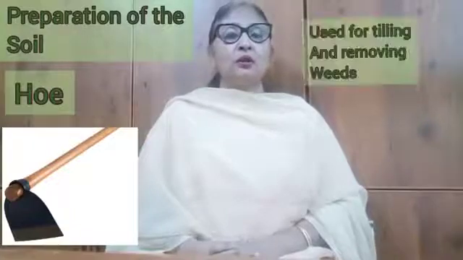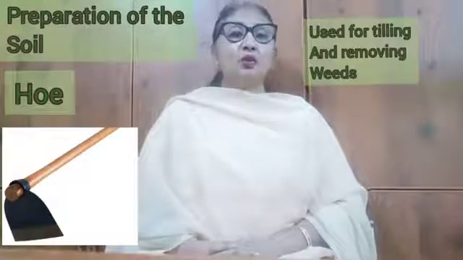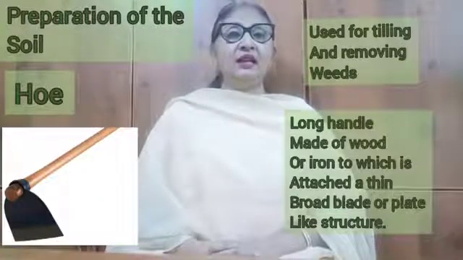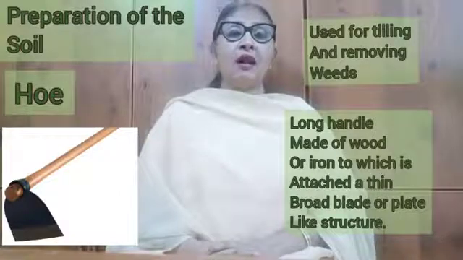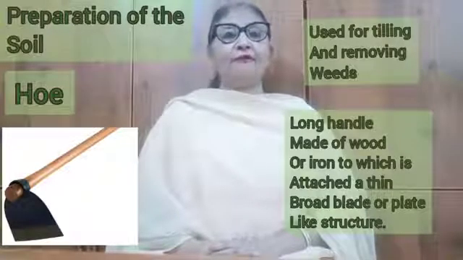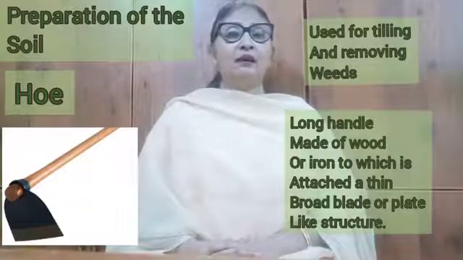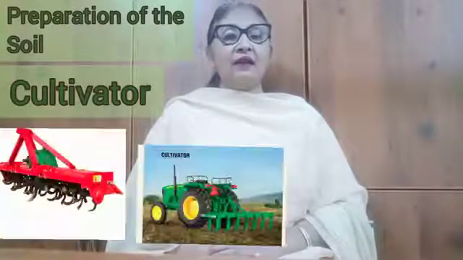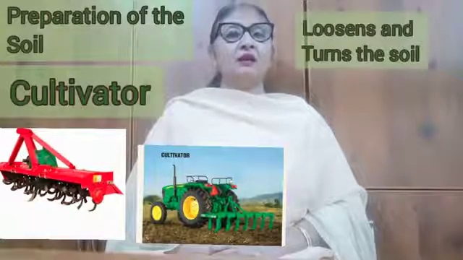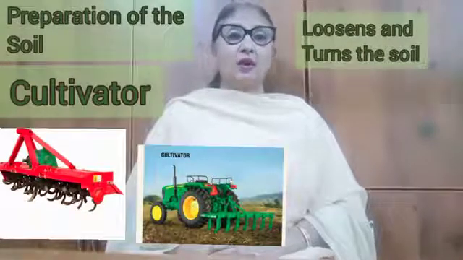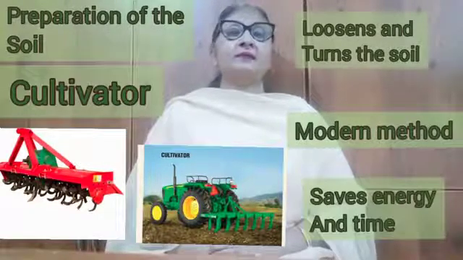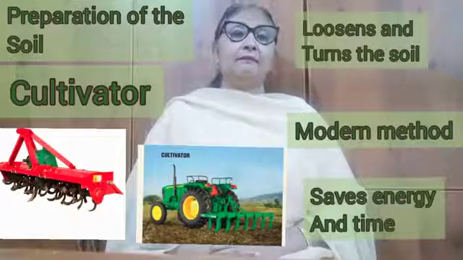The next tool is a hoe. Hoe is used to turn and loosen the soil and also for removing the weeds. It has a long handle made either of wood or iron to which is attached a flat, thin, broad metal. Next, cultivator. The cultivator helps in loosening and turning the soil. It is a modern method and it saves energy and time.